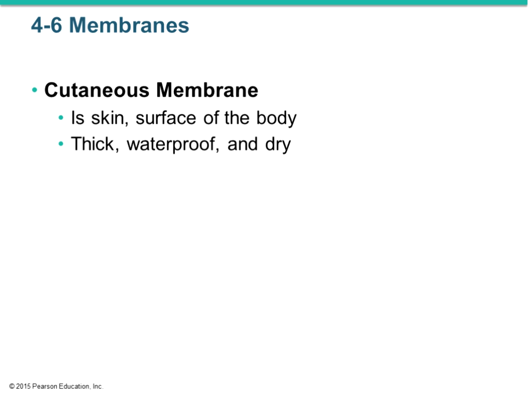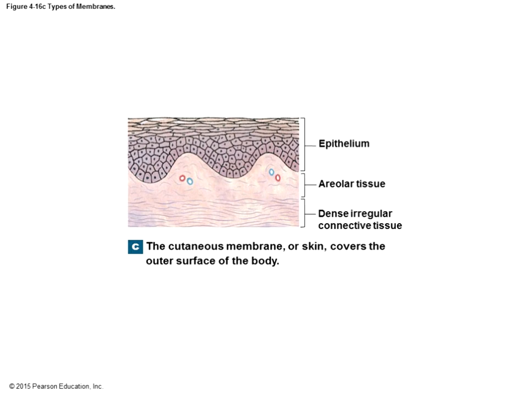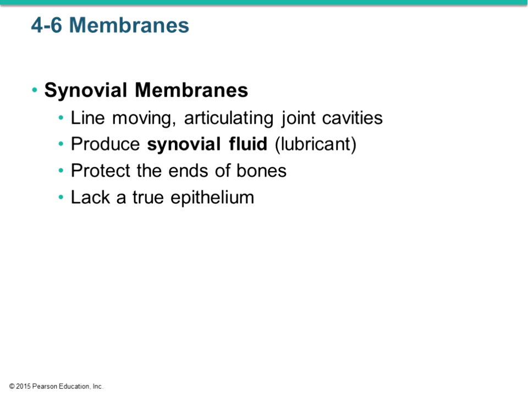You have cutaneous membrane. It's a third type of membrane, and the cutaneous membrane is found at the skin's surface. That's basically what your skin is called. Another name for it is the cutaneous membrane. And so it's multiple layers of flat-shaped cells stacked on top of one another, attached to an areolar connective tissue. So collectively, we call that cutaneous membrane.